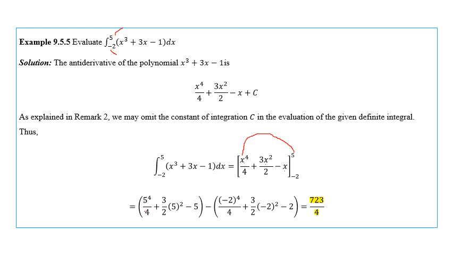Okay? So, negative 2, i-replace natin dito sa x. So, magiging negative 2 raised to 4 over 4 plus 3 halves times negative 2 quantity squared minus, okay, negative 2 dito. Okay, so kung i-simplify natin to class, we have 723 over 4. So this is for the evaluation of the definite integrals.